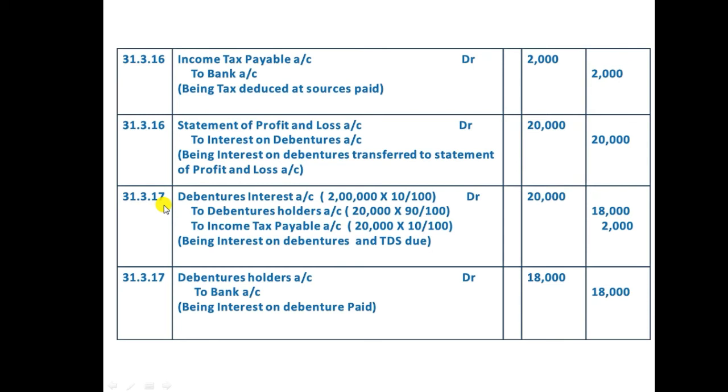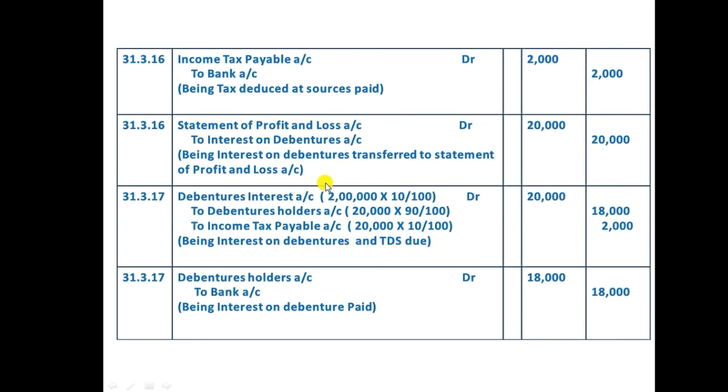31/3/2017, now at the end of the second year, the company needs to pay interest. Total 2 lakh into 10%. So debenture interest account, 2 lakh into 10 by 100, a total of 20,000 rupees the company needs to pay as interest to the debenture holder. Out of this 20,000, the debenture holder will get only 90%, and the company will pay 10% as TDS. We write to debenture holder account the total interest 20,000, which we calculated here. So 20,000 into 90% to the debenture holder, 18,000, and to income tax payable, 20,000 into the balance 10% for the tax, so 2,000 rupees. This is being interest on debenture and TDS due.